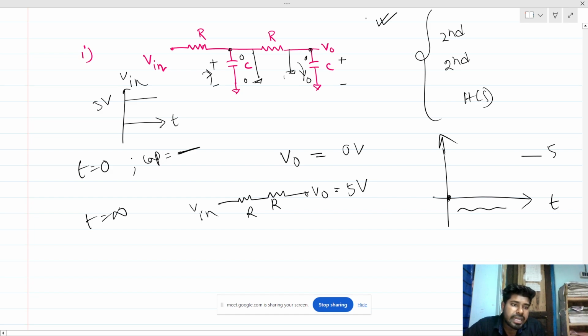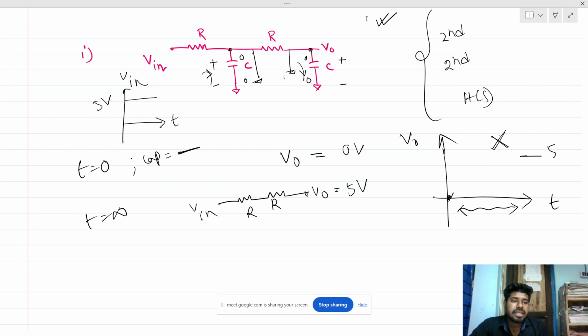So we need to find how it will behave in this time duration. If you do it exponentially, it is absolutely wrong, right, Anindo? It cannot be, because this is not a first order circuit.